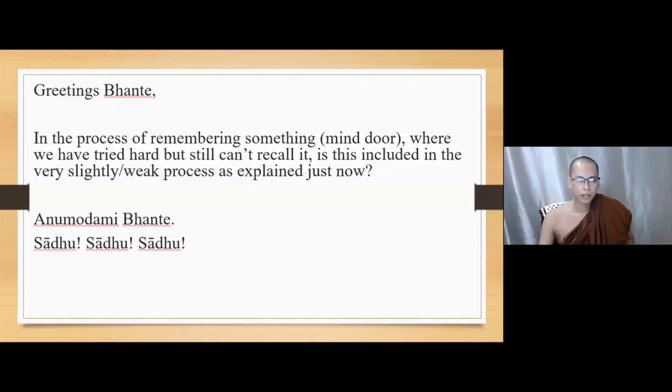Okay, here, as I mentioned, four types of objects are related to the five doors. They are not related to the mind door. Even if it is a very slight object, it does not relate to the mind door process. The objects related to the mind door process are a clear object and an obscure object. So they are not called slight; they are called obscure. That is why the slight object is related to the five door process alone, not the mind door.